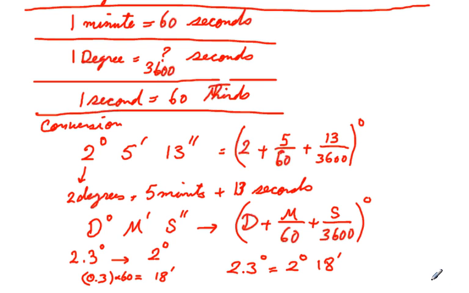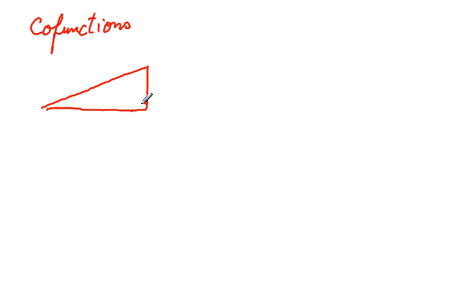So you do some conversion between the two formats, and then for the last item for today, we are going to talk about cofunctions. Let me explain it in the context of an example first, and then we are going to write it in general. Suppose I have a right triangle.